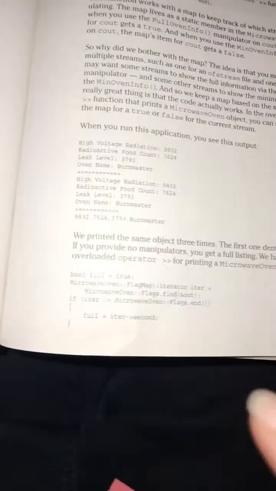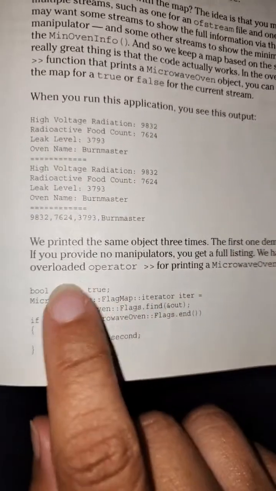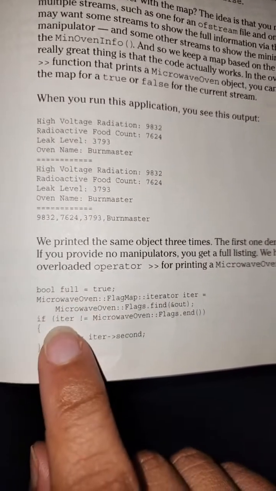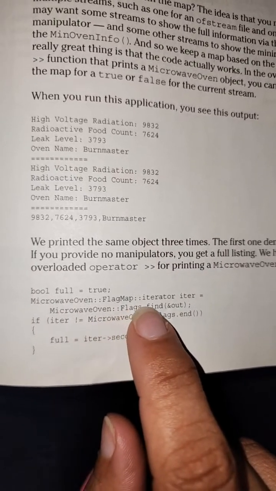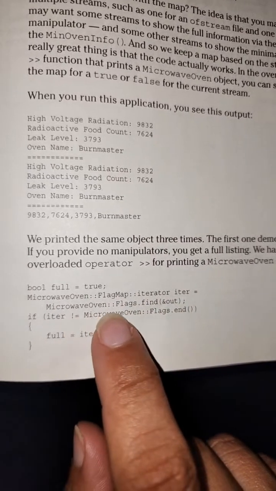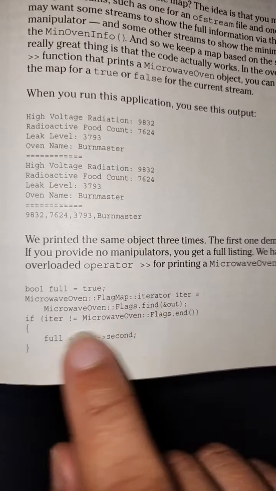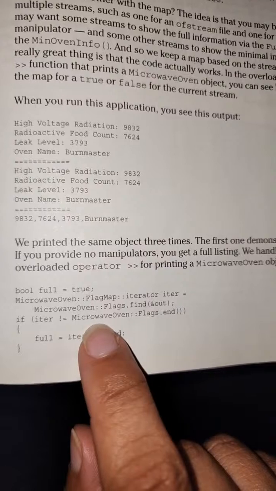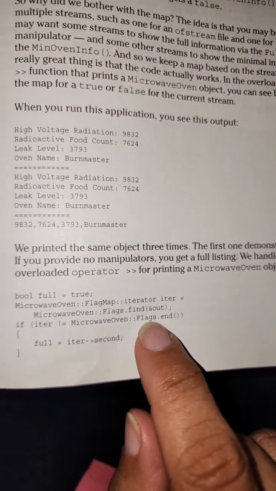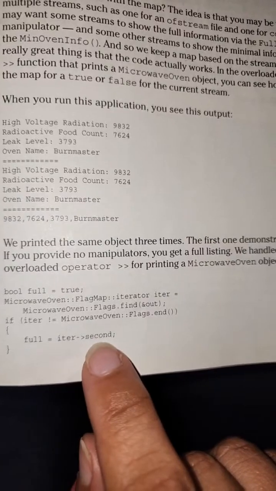The first one demonstrates the default. If you provide no manipulators, you get a full listing. We handled that in the overloaded operator for printing the microwave oven object. So this is how it handles the default. Bool full equals true. Microwave oven, flag map, iter equals microwave oven flags dot find ampersand out. If iter does not equal microwave oven flags dot end, full equals iter gets second.